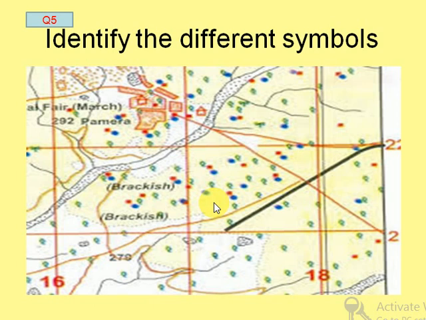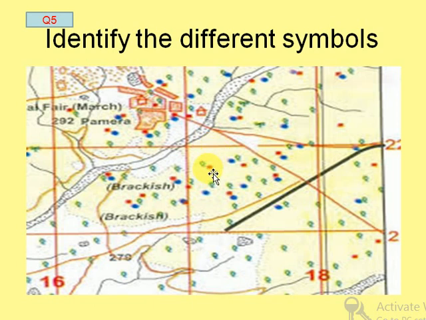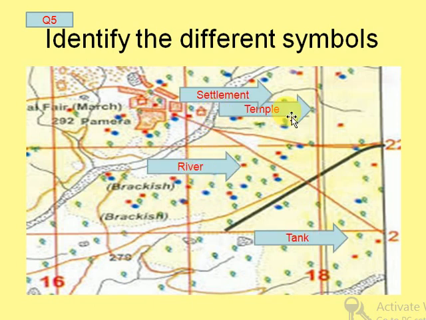Yes, let me show you the answer. Some examples for you. So yes, this is the symbol of settlement. Here you can see this is your temple, this is a river over here, and this is a tank. So many more are there. Now it's up to you how much you work on this and try to find out more symbols which will help you to understand the map. So I ask you the question, different symbols. The answer is settlement, temple, river, tank.